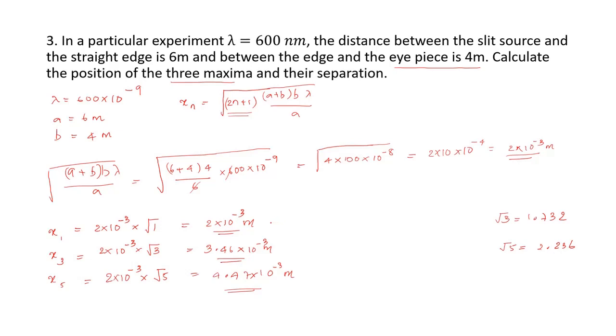And also you are asked to calculate their separation. The separation between the first maxima, the first bright band, and the second bright band, that is the second maxima, is the difference between these two, and it appears to be equal to 1.46 into 10 to the power negative 3 meters. The distance between the second maxima and the third maxima, that is the second and third white bands, is around 1.01 into 10 to the power negative 3 meters. As you can see, the distance between them comes closer and closer as the number of maxima, or n, increases.